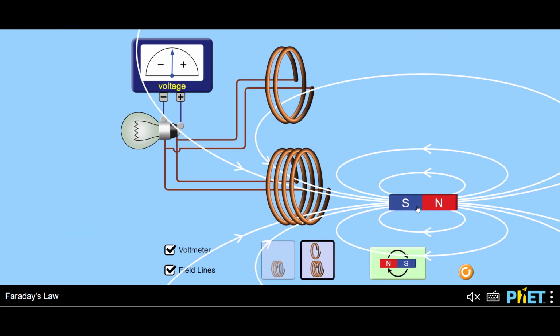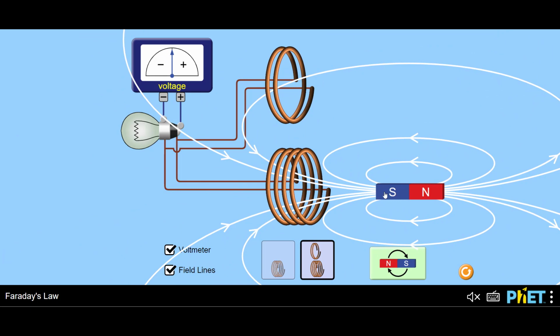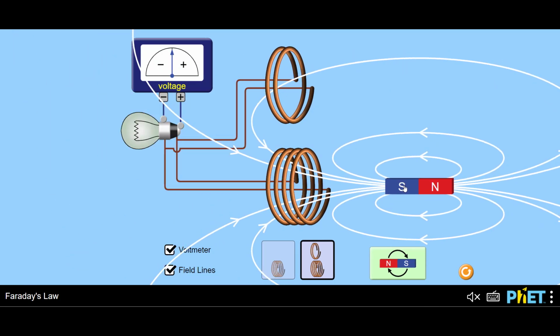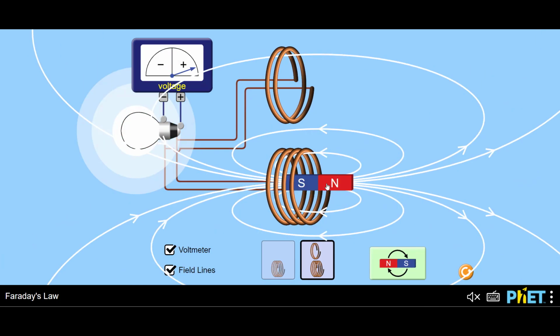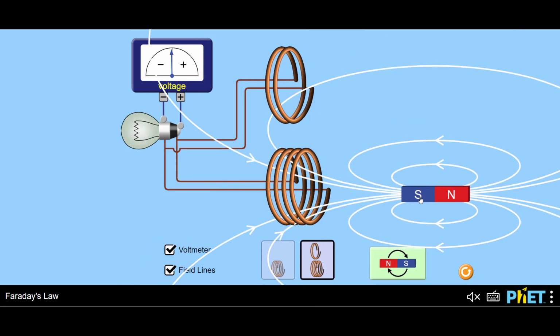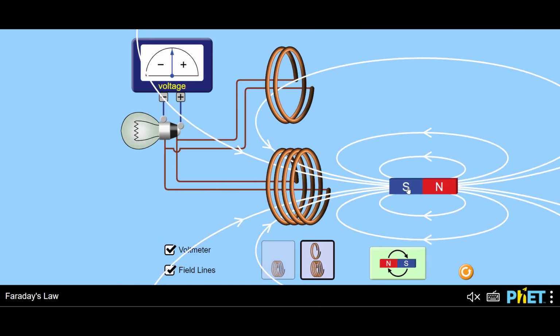So, to sum up, the number of magnetic lines passing through a wire is called a flux. To produce electricity, the flux must be changing. How can we introduce more electricity or induce more electricity? By increasing the speed of the magnet or by using a larger number of loops. So all of these are factors that affect electricity.